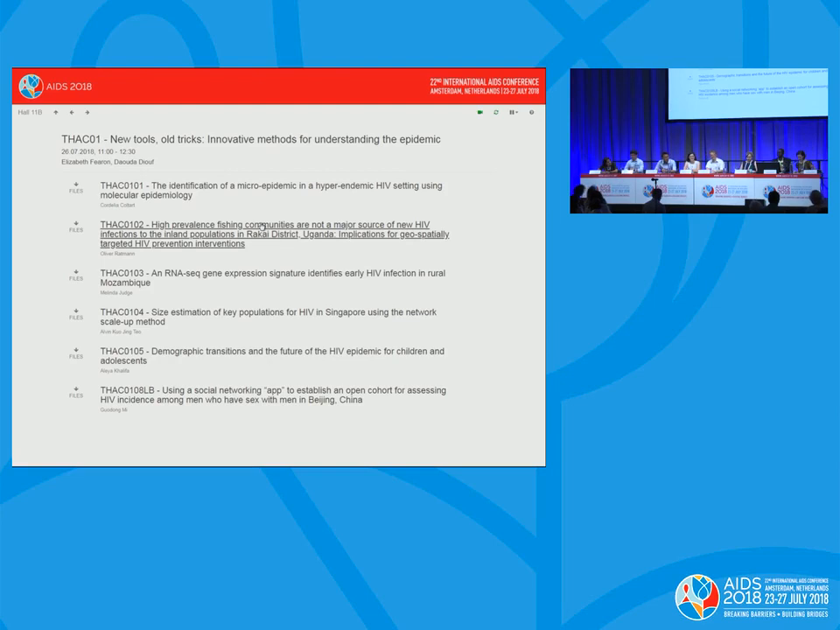This session is covering a broad range of new methods that will enable us to better understand transmission dynamics and incidence, covering phylogenetics for identifying microepidemics at a more granular scale, testing hypotheses about transmission patterns and identifying early infections, includes methods for key population size estimation at the national level, and yes, we'll discuss further developing new approaches to incidence estimation.